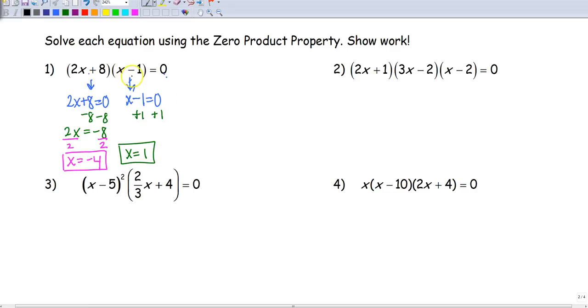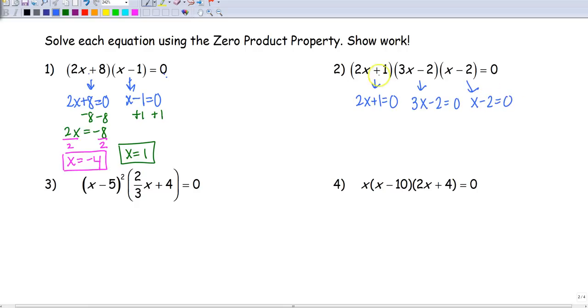If you graphed this equation right here and did your second trace 5, enter, enter, enter, you would get these two numbers as your solutions. And there you go, that's it. To use zero product property, all you do, the only thing you do every single time, is set each piece equal to 0. And then you just solve.